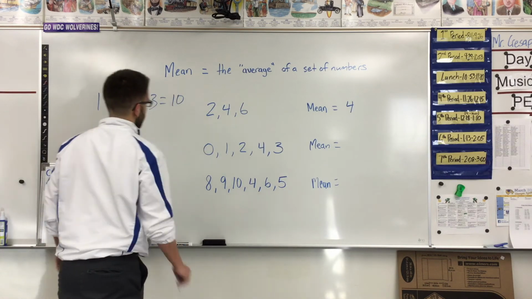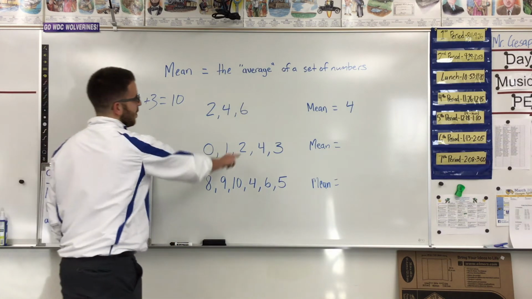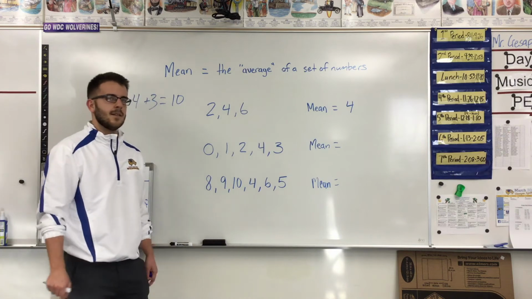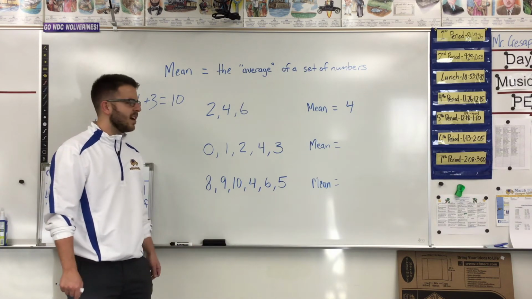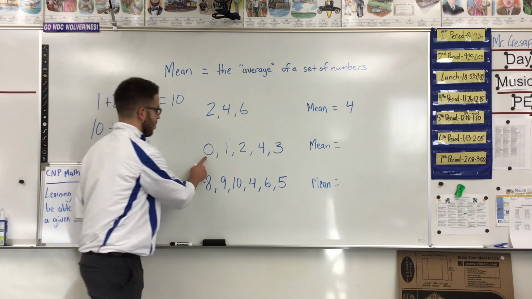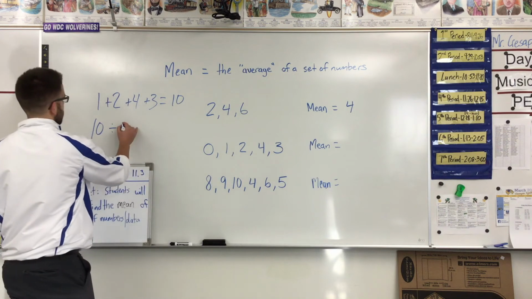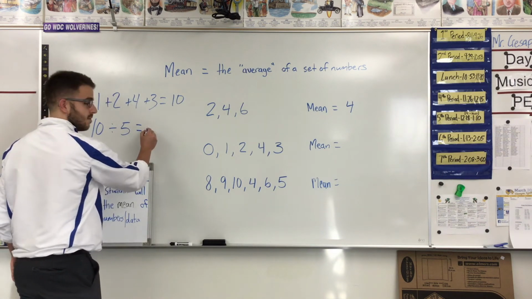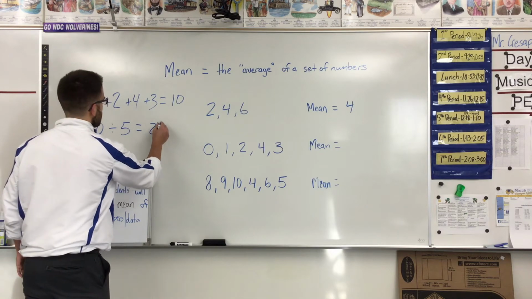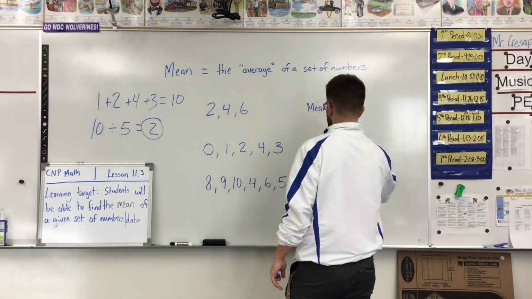Nice job. So we take that number 10 and we divide it by the total amount of numbers that are in that set. If you're wondering, does 0 count as a number in the set? Sure does. So we have 1, 2, 3, 4, 5 total numbers. So we take 10 divided by 5, and we end up with 2. The mean of this set of numbers is 2.